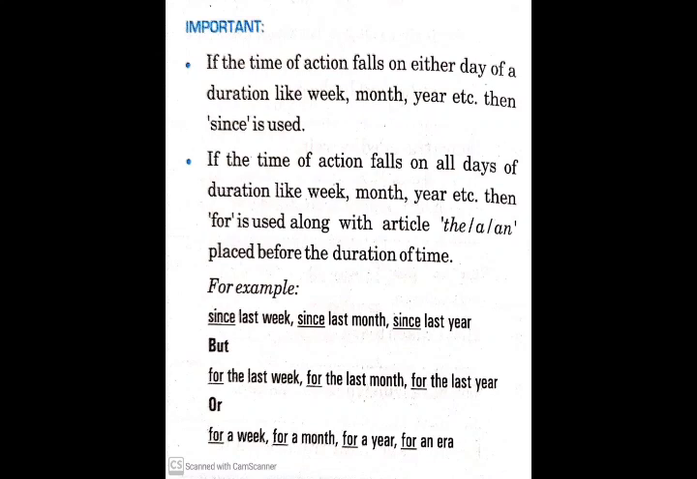Or we can say for the last week means the whole week. For the last month means the duration of the complete month. Okay. For a week means the complete duration of a week. So when we are talking about a particular time point, we use since, and when we have any duration, we use for. I hope the concept is clear to all of you, and we'll continue with the tenses in the next video as well. Thank you, students.